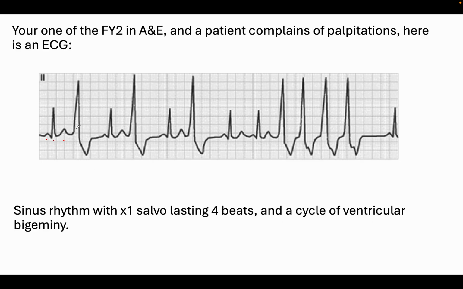We then see a ventricular ectopic followed by a normal beat, followed by ventricular ectopic, followed by a normal beat, followed by ventricular ectopic. This is the ventricular bigeminy that we commented on. Then that's followed by 2 sinus beats, followed by a run of 4 ectopics, which is a salvo. If we wanted to be extra clever, we could say they're all monomorphic in nature, so this is likely the same ectopic focus within the ventricle that's creating all these beats. Well done if you got that right.